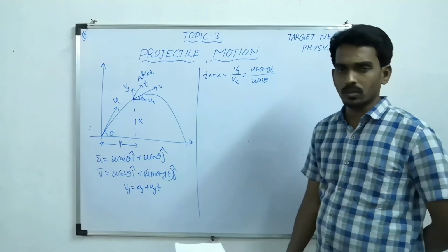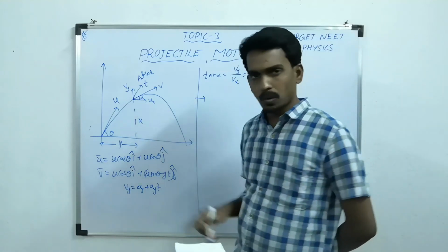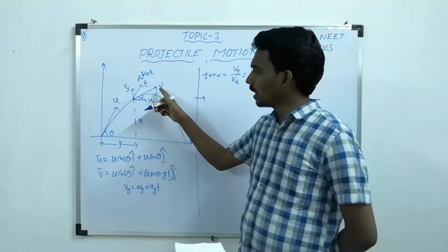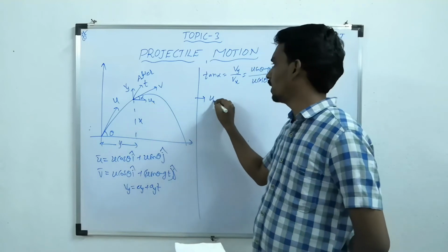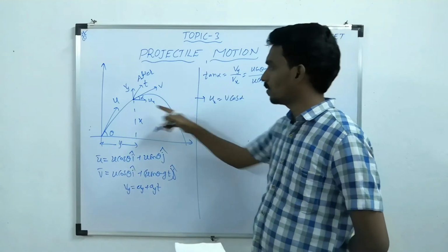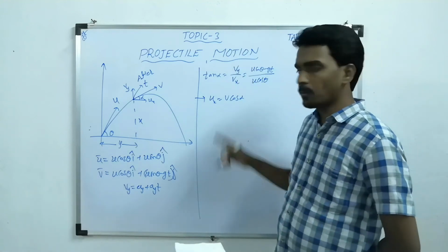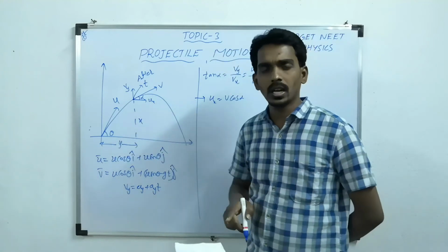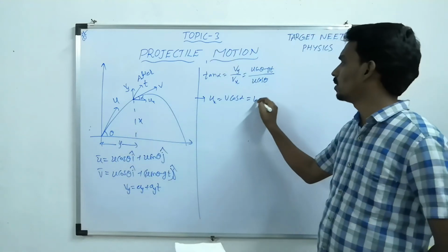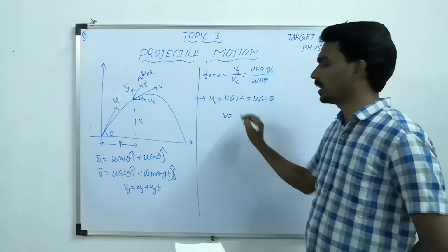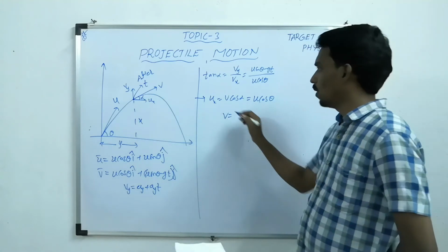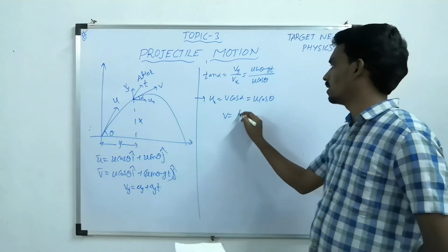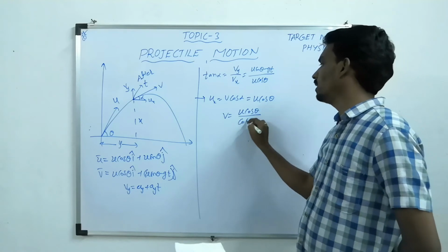One more relation you can make. See, at this point, after some time, what is the speed? V. Then what is the component of that velocity along the x-axis? Ux is V cos alpha. But this x component must remain the same everywhere. Whatever is there initially, the same should be here also. What is the initial component? U cos theta. Then the speed at the point where the instantaneous velocity makes an angle alpha with the horizontal is U cos theta by cos alpha.